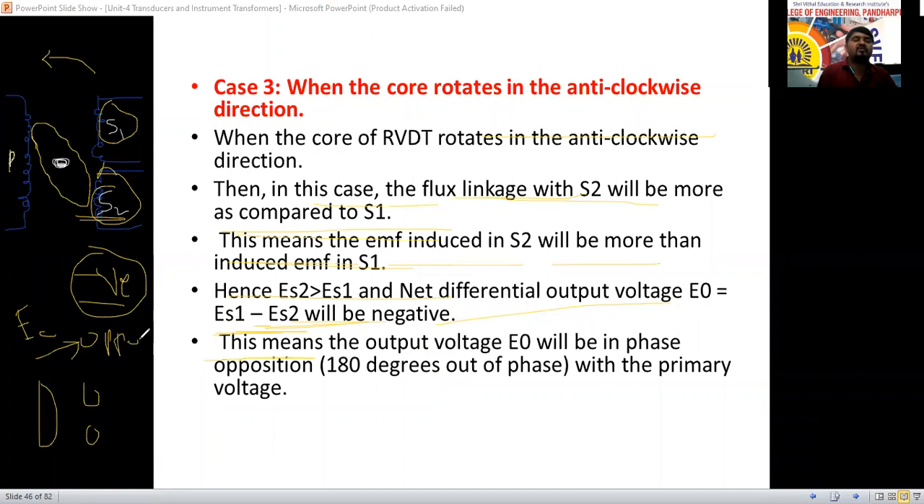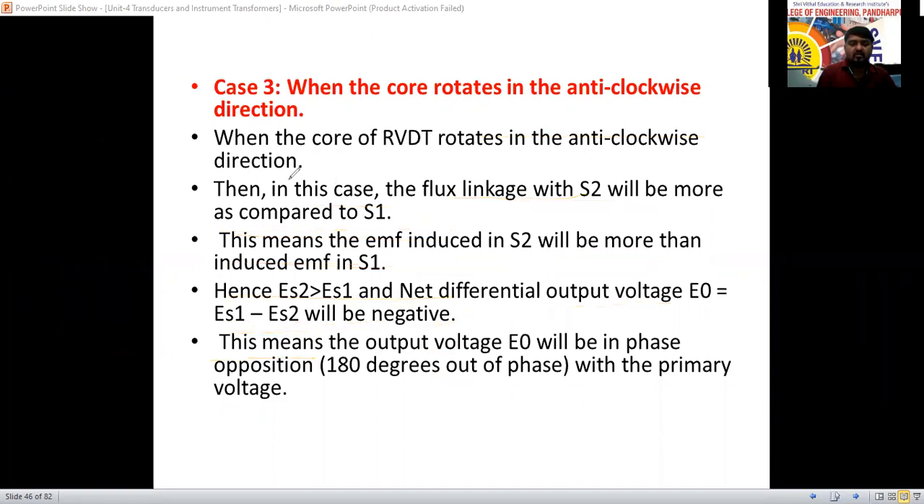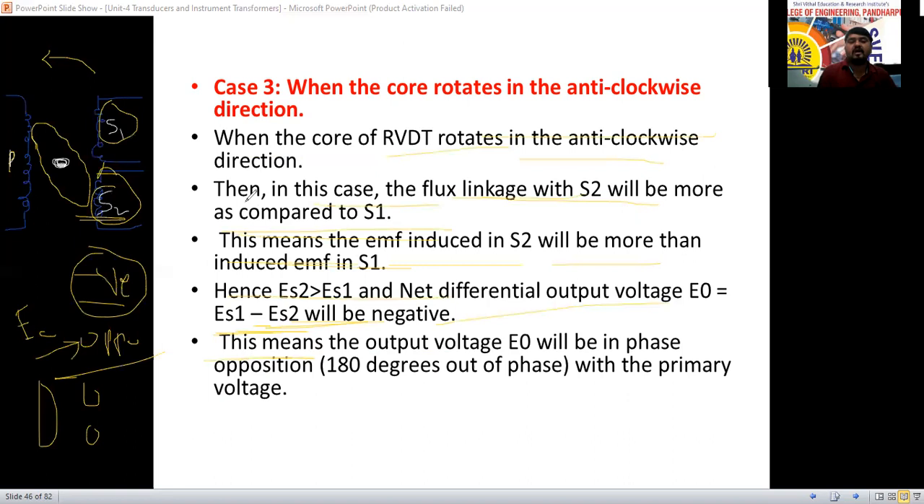Opposition to the in phase, we can call that one here. That one only we have written here now. When the core of the RVDT rotates in the anti-clockwise direction, the flux linkage with S2 will be more as compared to S1. The flux linkage of S2 will be more as compared to S1.